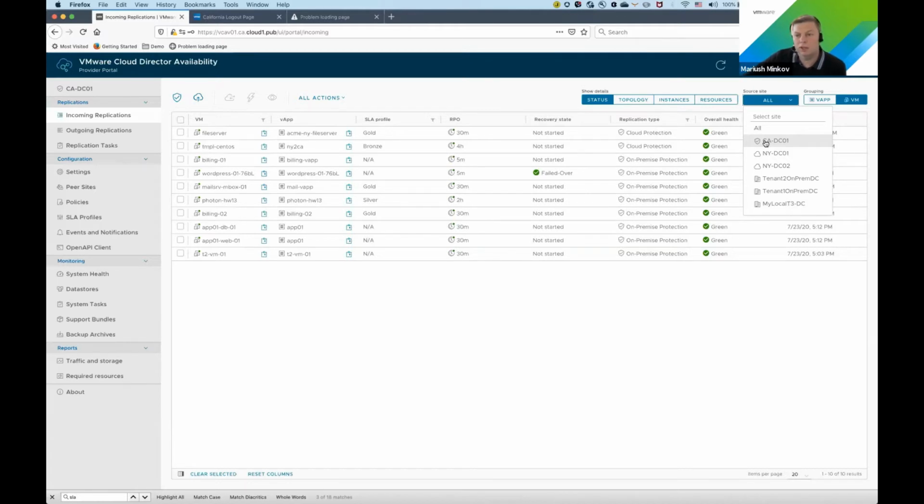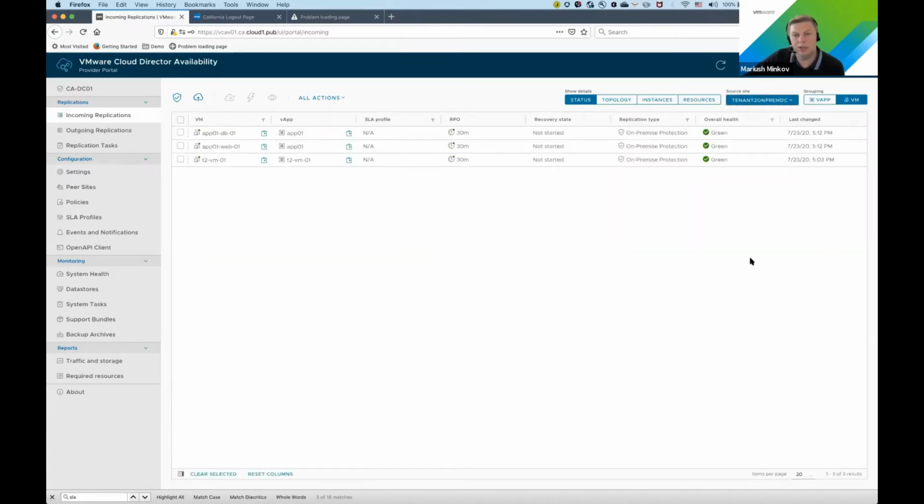So, for example, I can take a view of all the replications incoming from tenant 2, from their on-premise data center, and I see what their current configuration is. And this is pretty much the easiest way to get a quick glimpse of what is happening. Let me switch to the New York site. So these are all replications that are coming from the New York site.